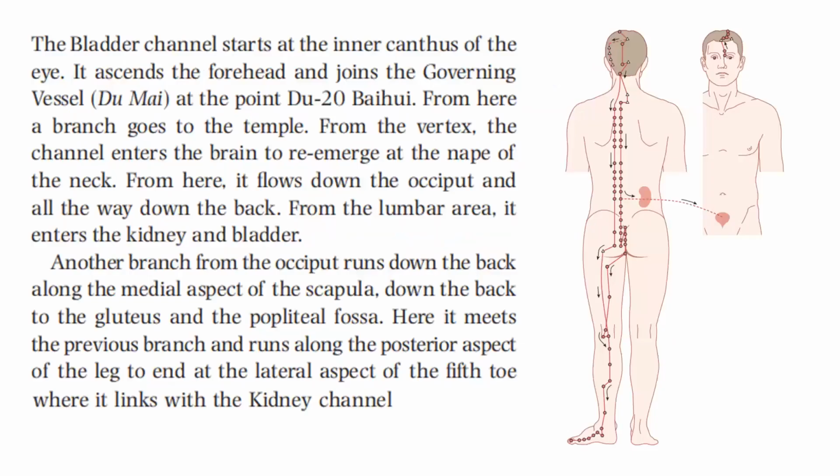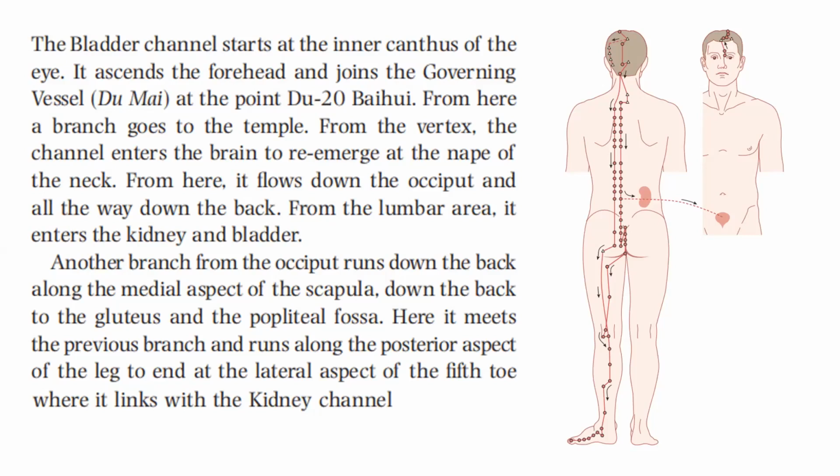The bladder channel starts at the inner canthus of the eye. It ascends to the forehead and joins the governing vessel, the Du Mai, at the point Du-20. From here, a branch goes to the temple. From the vertex, the channel enters the brain to re-emerge at the nape of the neck. From here, it flows down the occiput and all the way down the back. From the lumbar area, it enters the kidney and bladder.